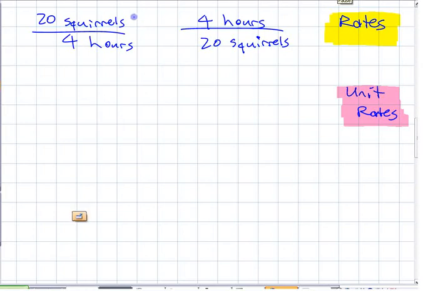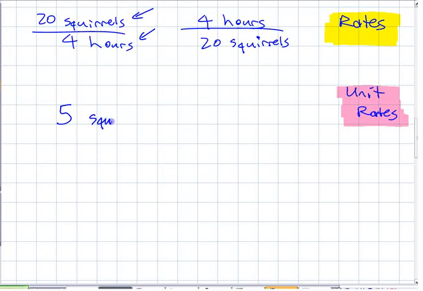What if I want to change this to a unit rate? I need to either know how to divide 20 divided by 4 in my head or go to my calculator if I don't. But that divides to 5, right? But you need to put the units on your rate. What would the units of this be? If I'm dividing squirrels divided by hours, what am I going to get?